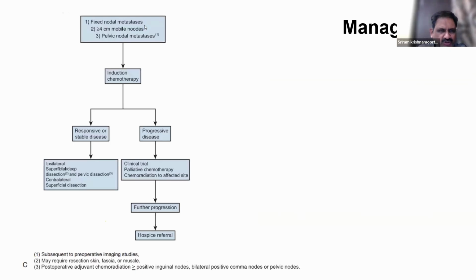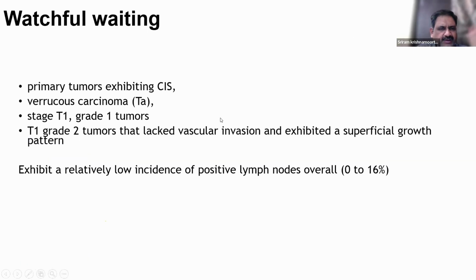If supposing you have a fixed nodal mass, or if there is more than 4 centimeter mobile node, if you have a 5 centimeter mobile node, you will not do a inguinal dissection straight away. You'll go for an induction chemotherapy, see how the response is, and then take it from there. Okay, you will not do straight away. In such, if it's a fixed node, or if it is a large node, even if it is mobile, or if you have got extensive pelvic node metastasis, then probably you will not go for an inguinal dissection straight away. There are some instances where you can go for watchful waiting also.